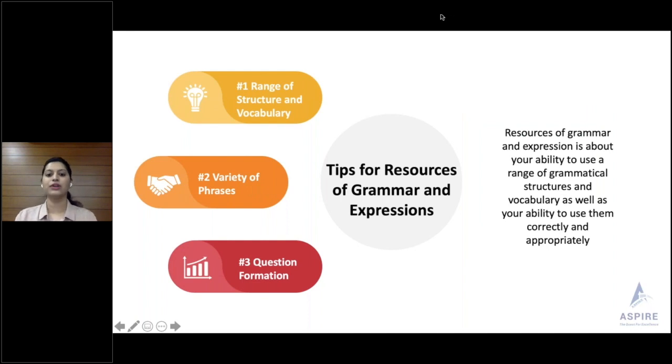So, resources of grammar and expression. It's about your ability to use a range of grammatical structures and vocabulary, as well as your ability to use them correctly and appropriately. Range of structure and vocabulary.